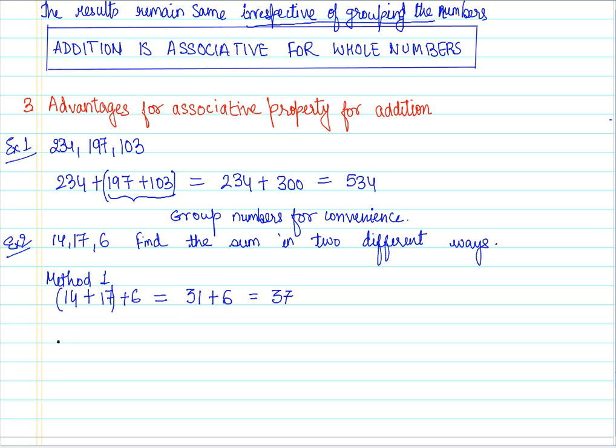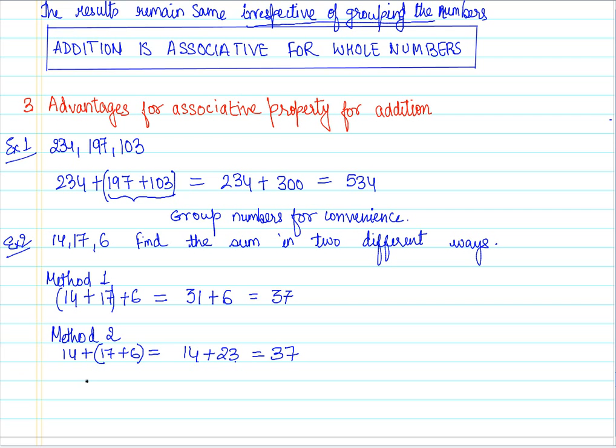That was method 1. Now what is the other way in which I can do this addition? I can change the grouping. So I do 14 plus 17 plus 6 equals, and I can group 17 and 6 first. So I do this addition first. It amounts to 14 plus 23. Then I add 3 to 4, it gives me 7, and I add 2 to 1, it gives me 3. So again it comes out to be 37. These are the two methods in which we found the sum. This is an example of finding one sum in two ways.